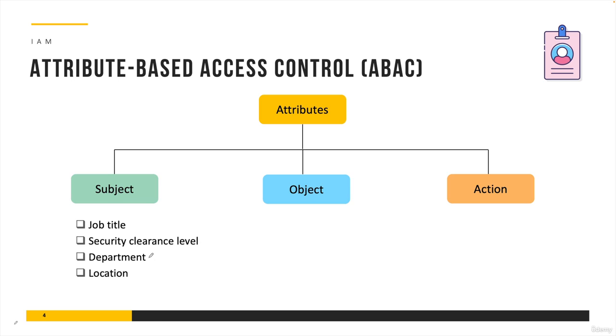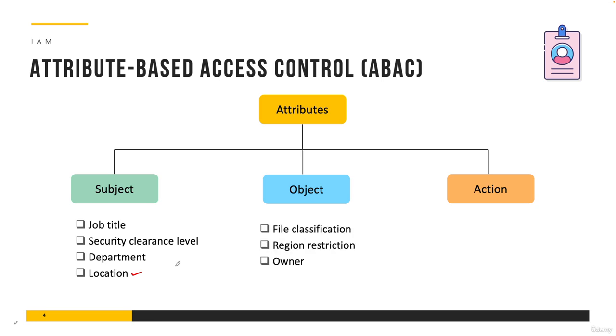Another could be the department. So for example, does the subject belong to finance department? So let's say it's a payroll system. In that case, the system may check, does the subject or the person who wants to access the system, does he belong to the finance department? If yes, then go ahead. If not, then stop the access. It could even be the location, as we just discussed in the case of Netflix. So for example, you have an active subscription and everything is perfect, but are you currently located in the correct geographic location or the one that is being allowed or not?